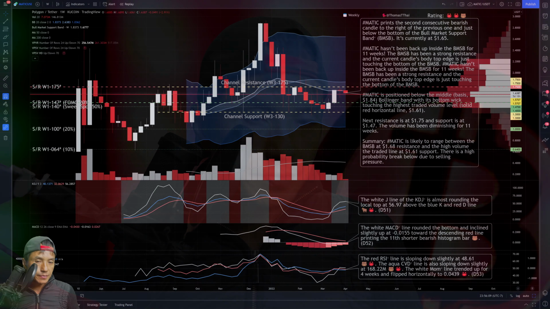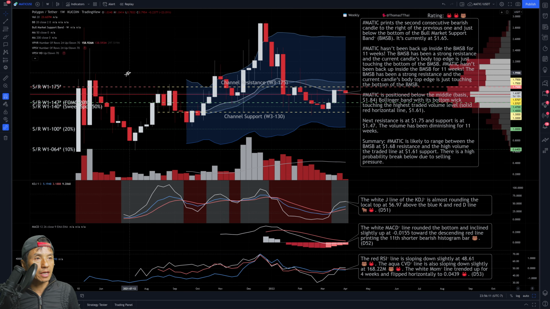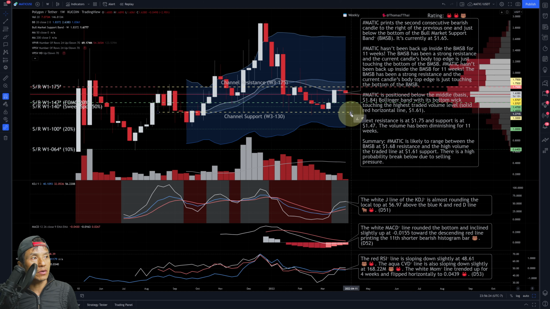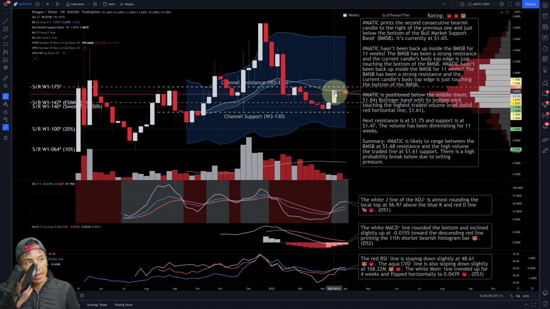So let's dig in and take a look at the chart. We'll need the mouse highlighter. Here we go. So Matic prints the second consecutive bearish candle, right to the right of the previous week's candle. It's hard to see it here, but it's really tiny. And the top of this current weekly candle is just barely touching the bottom of the bull market support band here.